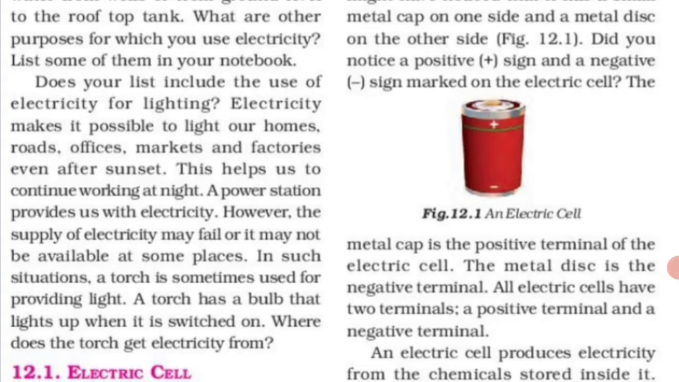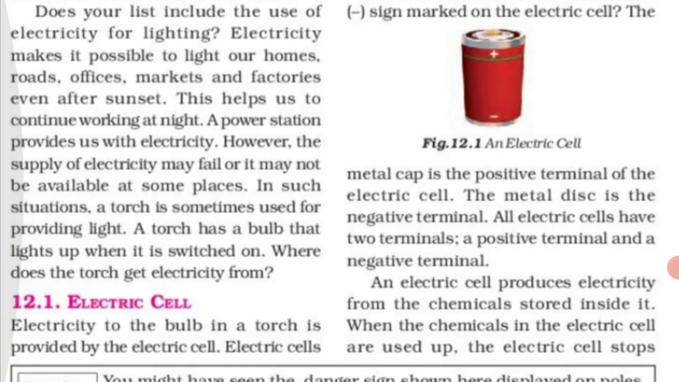A power station provides us with electricity. However, the supply of electricity may fail or it may not be available at some places. In such a situation, a torch is sometimes used for providing light. A torch has a bulb that lights up when it is switched on. Now, the question arises, where does the torch get electricity from?